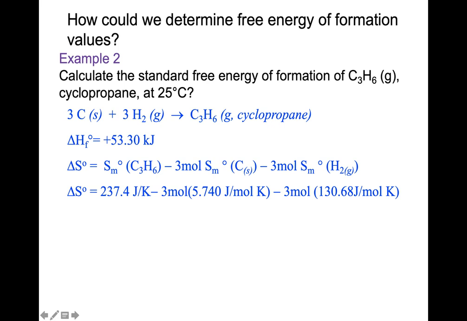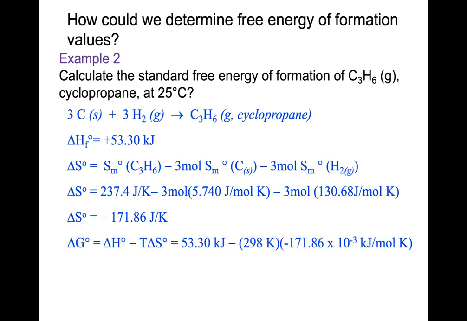So I get 237.4 joules per Kelvin for this, and 5.740 joules per mole Kelvin for the carbon, and 130.68 joules per mole Kelvin for the hydrogen gas. We calculate that out. We find that delta S is negative 171.86 joules per Kelvin.